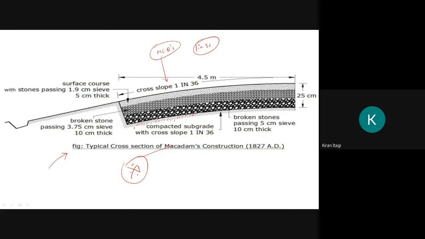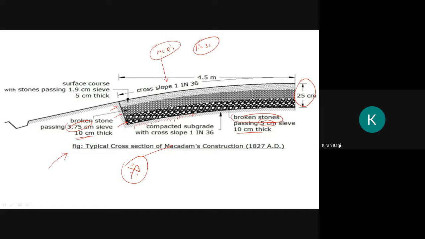With respect to the hard strata or subgrade, they laid other layers. They provided different types of layers. The first layer was broken stone passing 5 mm to 10 mm sieves, sorry, 5 mm, for a thickness of 10 centimeter. Above that they provided smaller stone of 3.75 mm sieves, and the thickness of this layer was 10 centimeter. So they constructed the road in a similar way.